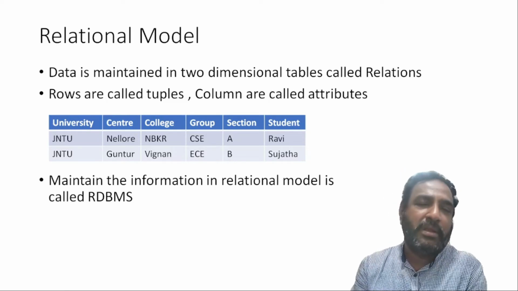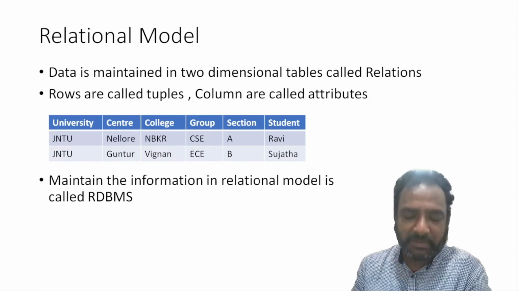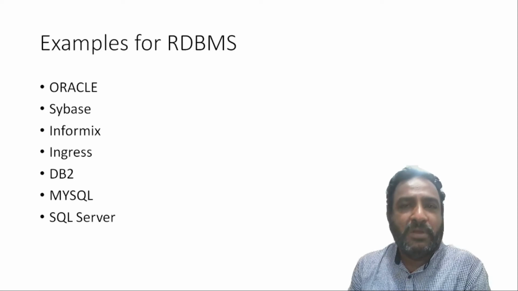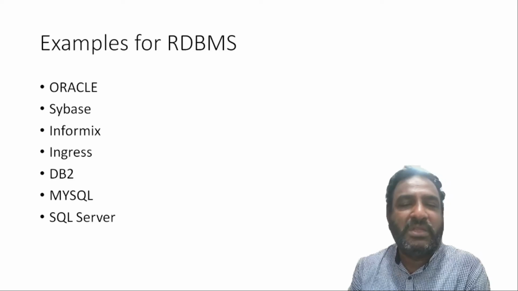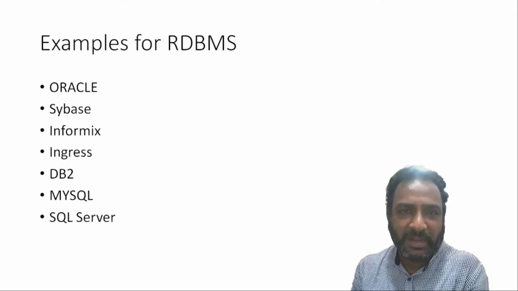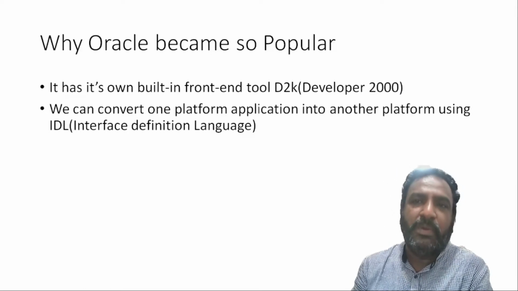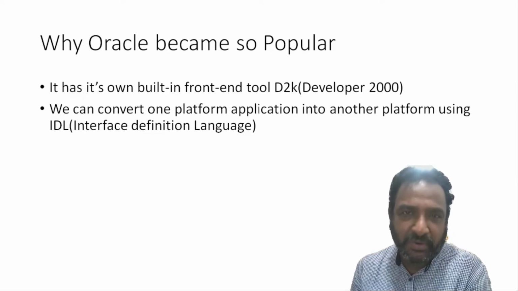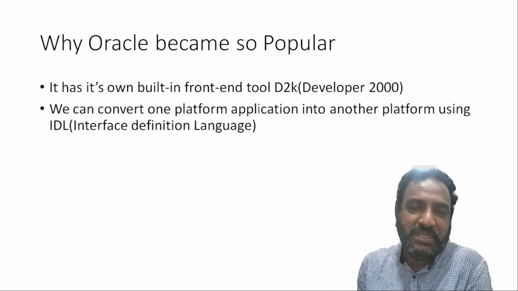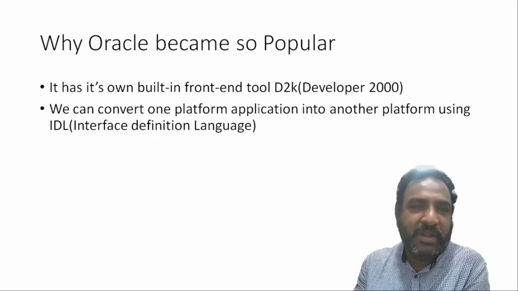So the next point we are going to discuss is what are the different RDBMS available in the market. Oracle, Sybase, Informix, Ingres, DB2, MySQL, and SQL Server. These are the different RDBMS available in the market. Out of n number of RDBMS, Oracle became so popular for two reasons. It has its own built-in front-end tool. Front-end in the sense you can design the applications, display the outputs, and represent the information in the form of charts. Like this, everything is possible. No need of depending on other products.